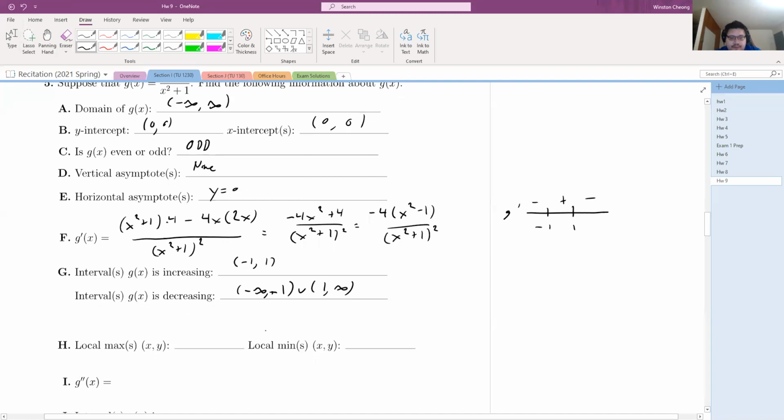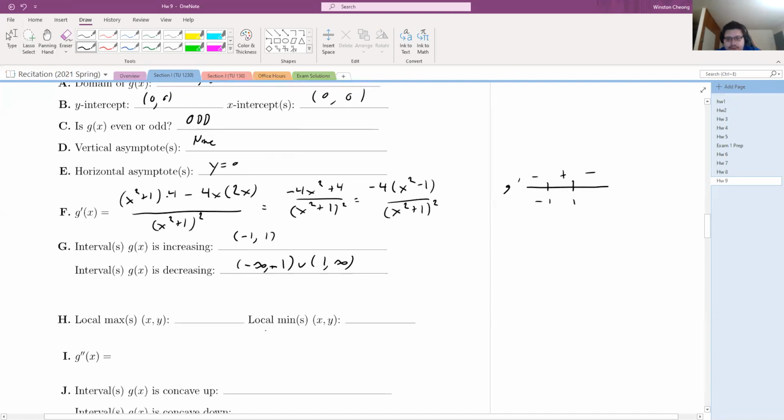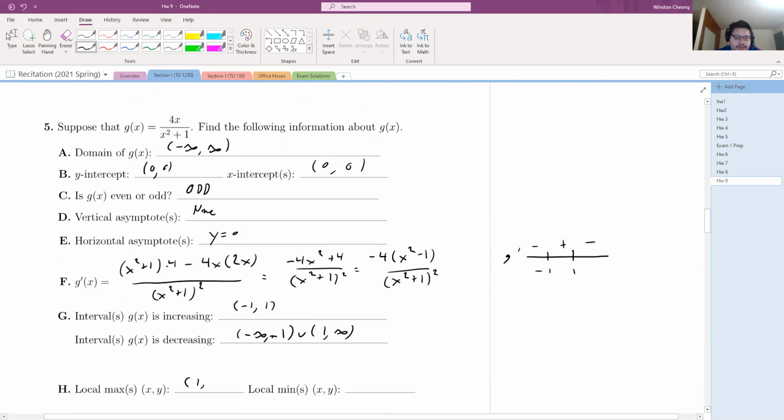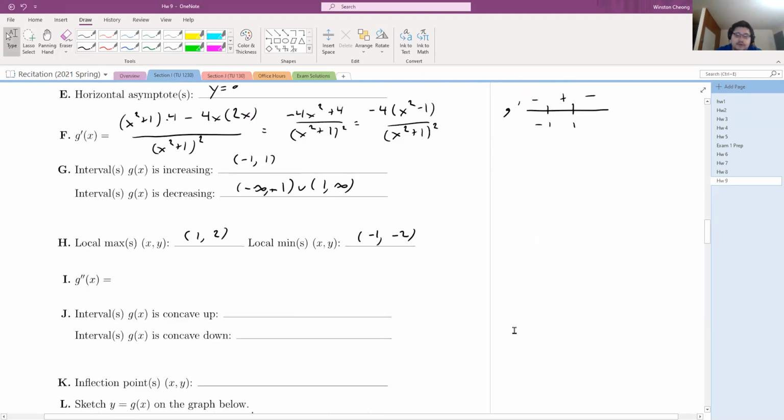Next, we've got local mins and maxes. In this case, it does have both, I believe. A max is going to happen from going from a plus to a minus. So there's one at 1 comma, and I need to plug in. If I plug in 1, 4 over 2, so I get 2. Local min: if I plug in minus 1, I get minus 4 over 2, minus 2.